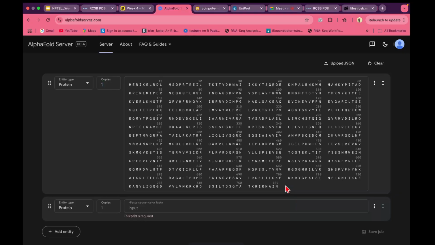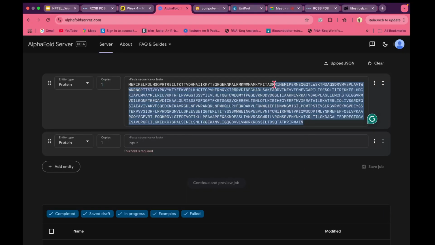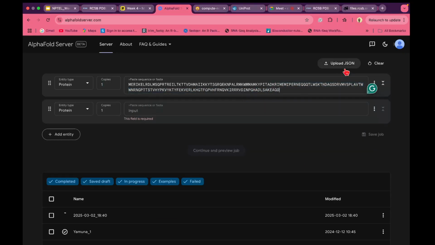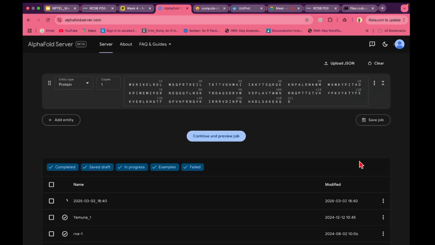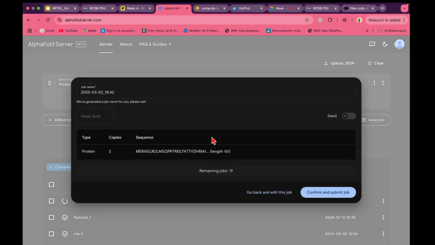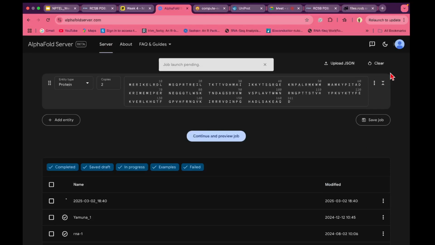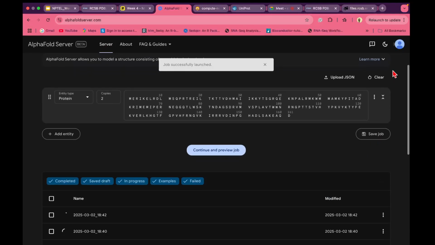As it is taking a very long time, I will reduce some of the sequence length here and delete it. I'm increasing the copy number to 2 because I have 20 free jobs to submit in a day.